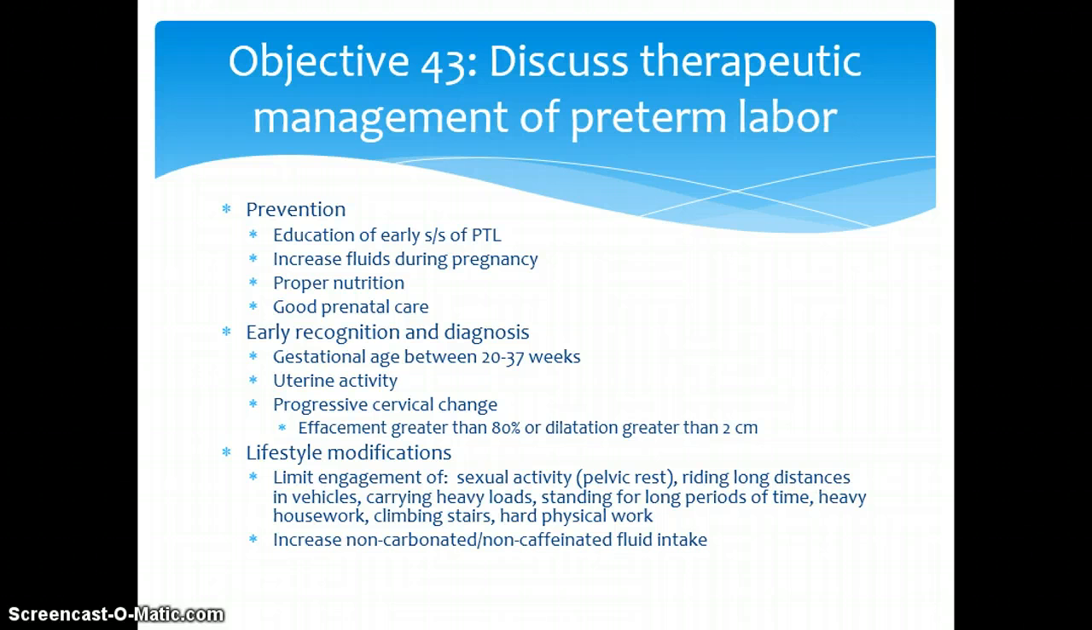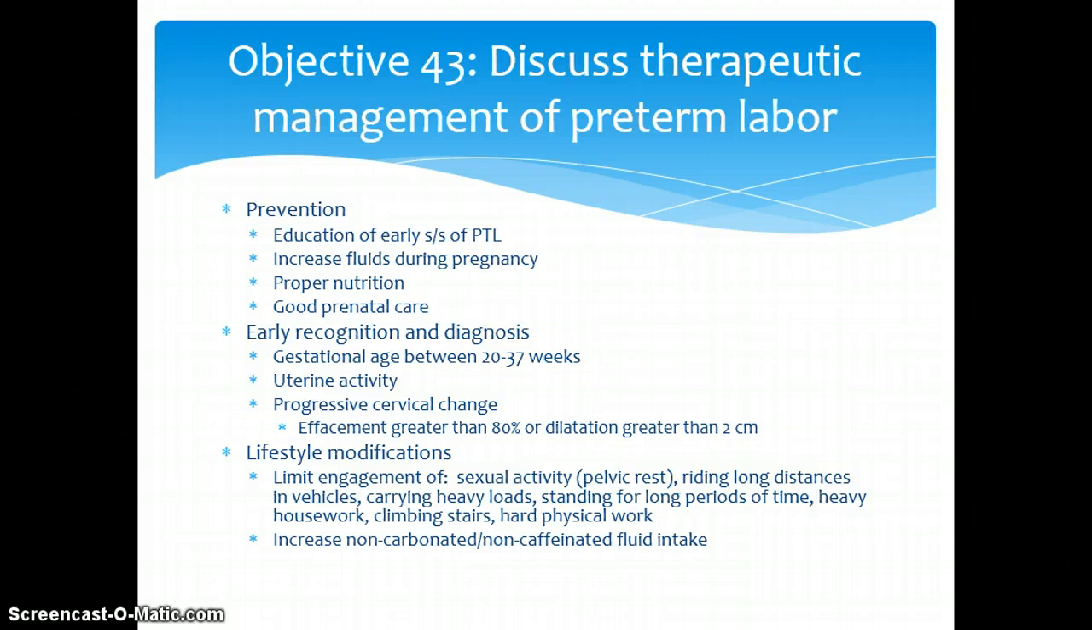How to prevent preterm labor is also to increase fluids during pregnancy, ensuring that they're getting their 3 liters of water to drink per day. Proper nutrition is very important. Good nutrition, exercise, and stress management will help prevent preterm labor. And then also good prenatal care will help prevent preterm labor as well.